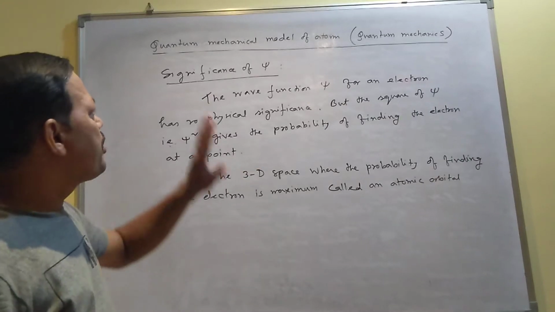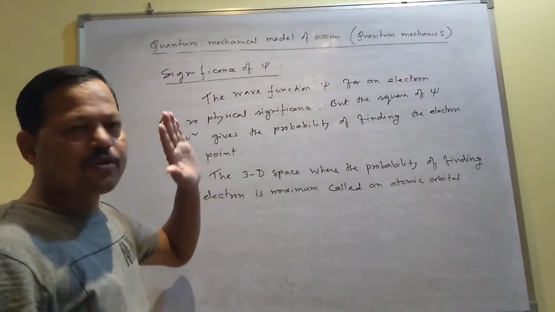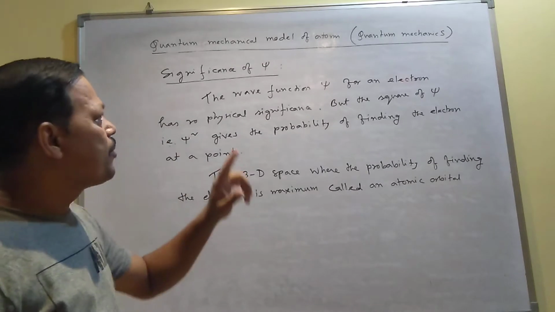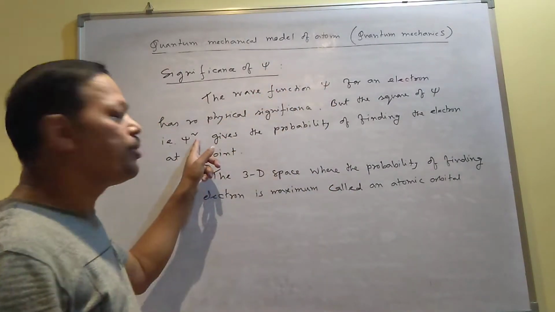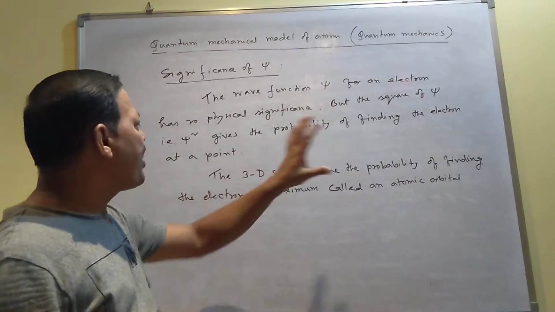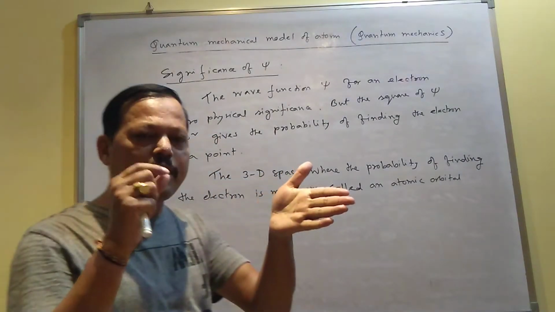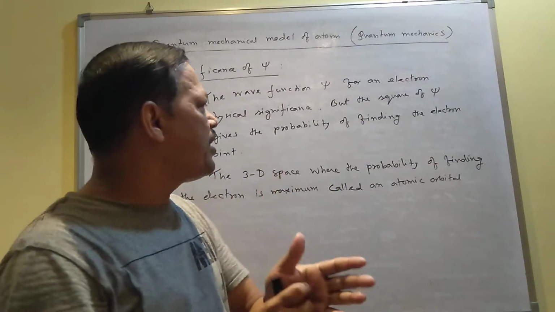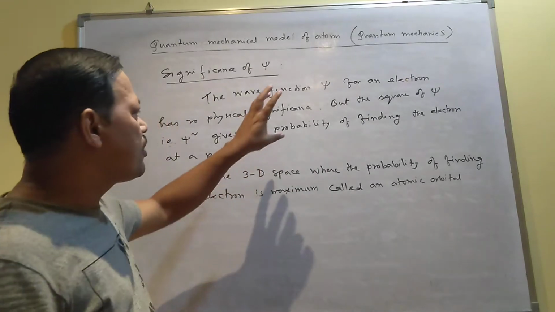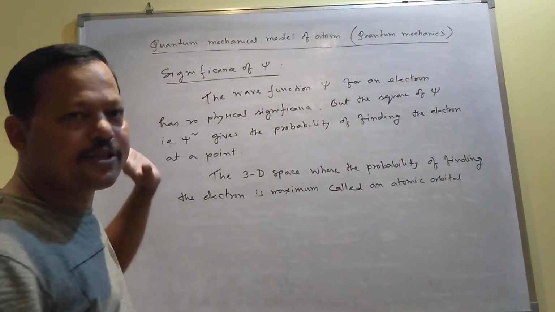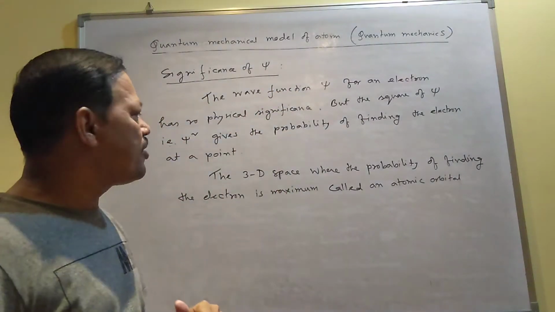So in the previous videos you have got that psi has no such physical significance, but when you square the psi, that is psi square, it gives the probability of finding the electron at a point. I mean where the electron is exactly present, that you can find out by doing psi square. So these are completely mathematical concepts.